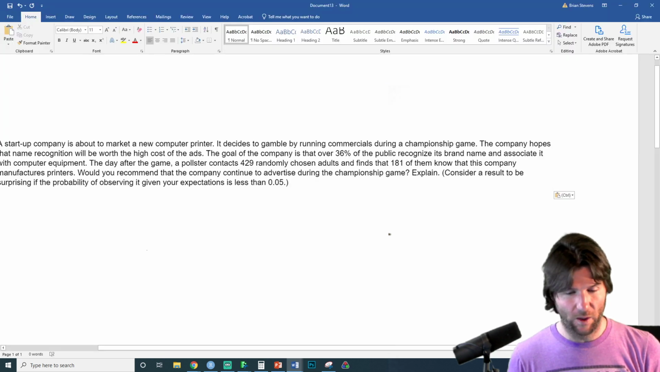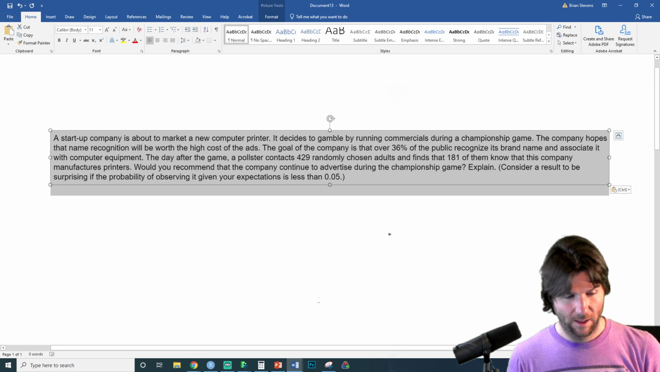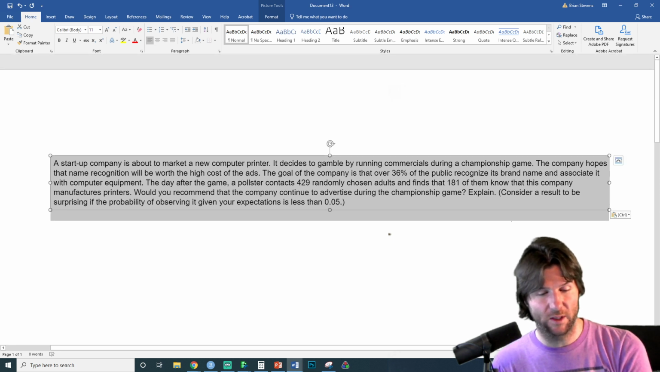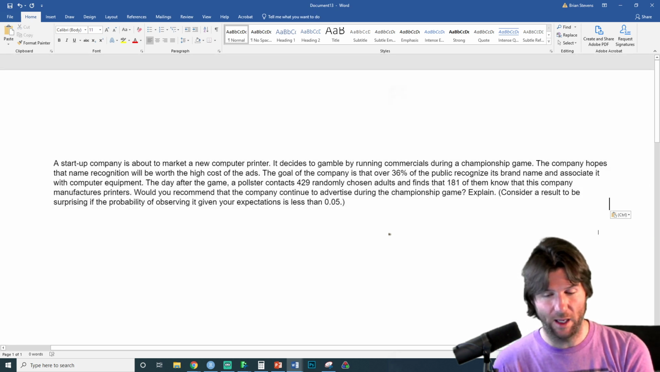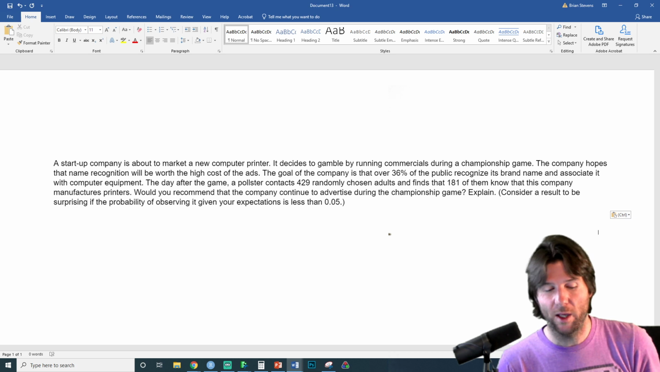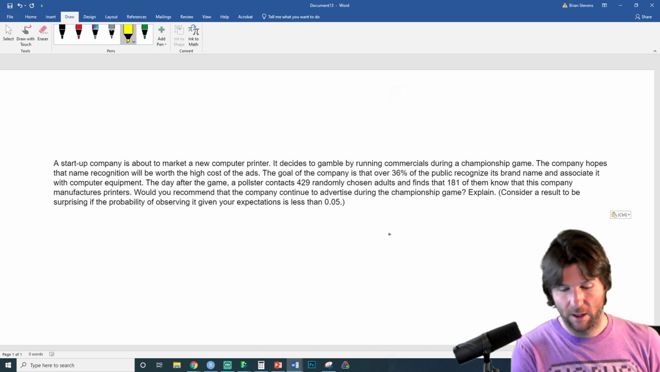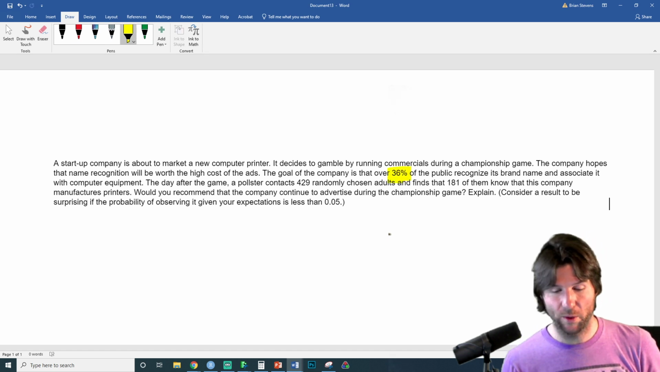Okay, so here we go. A startup company is marketing a new printer. It decides to gamble by running commercials during a championship game. The company has hopes that their name recognition will be worth the high cost of the ads. Okay, so they probably want more name recognition. The goal is that over 36%. Cool. There's our null and there's our alternative.